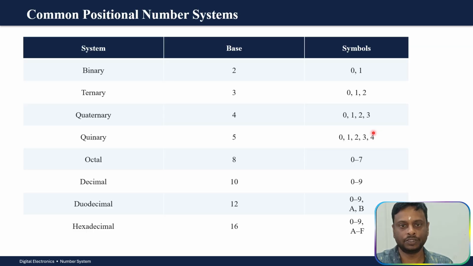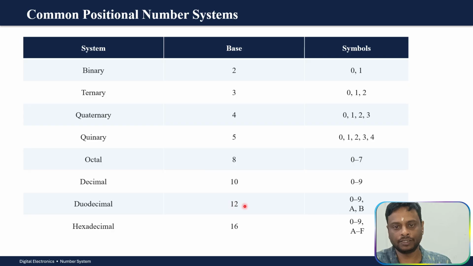Some common positional number systems: the binary number system, what is the base? That is 2, and the symbols used are 0 and 1. Similarly, in the ternary number system the base is 3, so symbols are from 0 to 2. Quaternary, the base is 4, so 0 to 3. Quinary, the base is 5. Then octal, from 0 to 7. Decimal, as you know, is from 0 to 9.